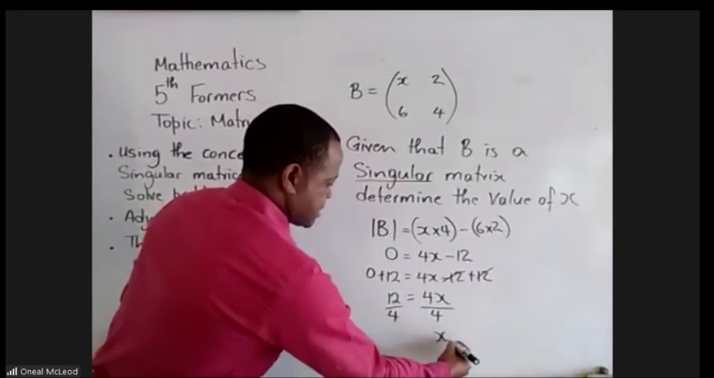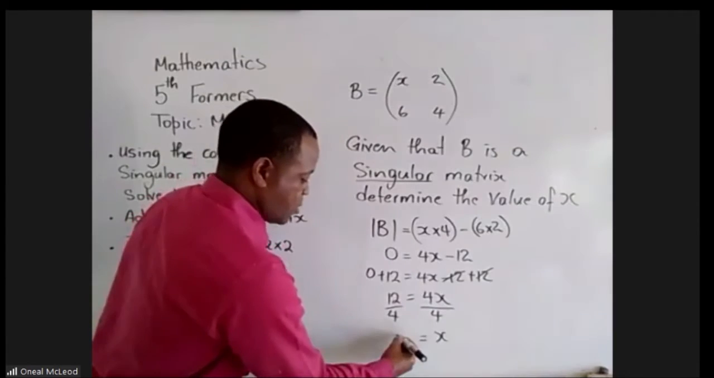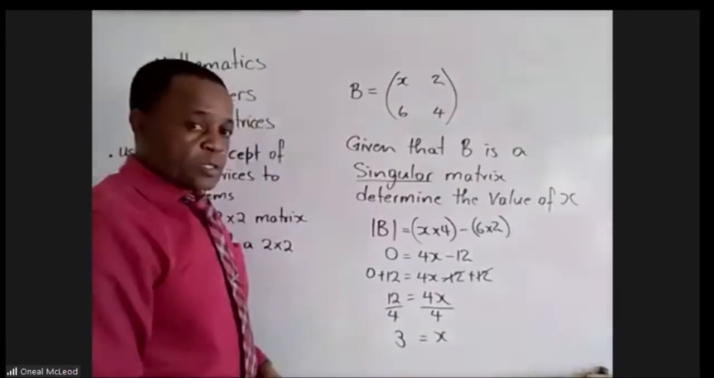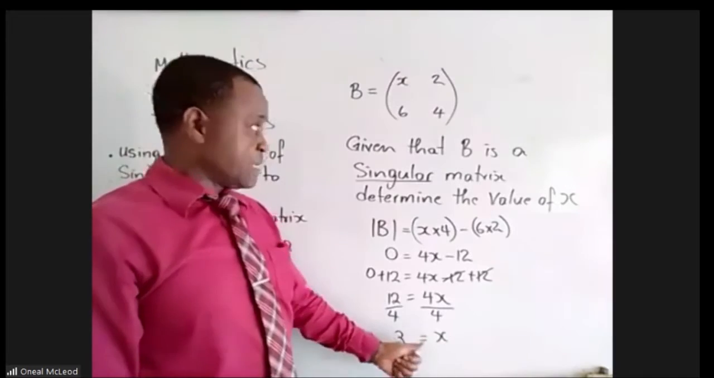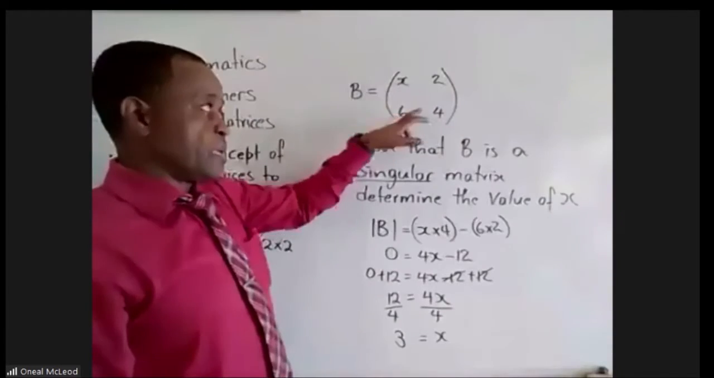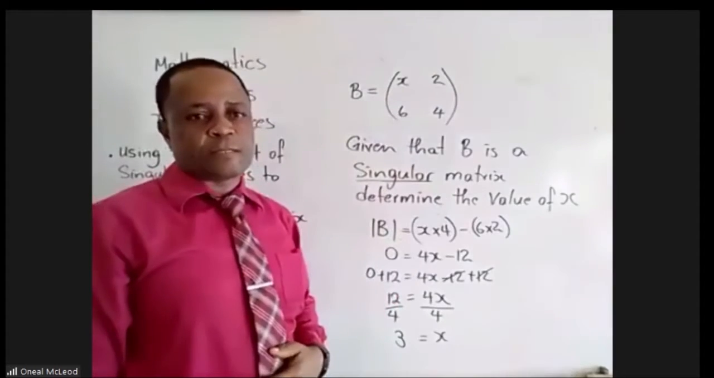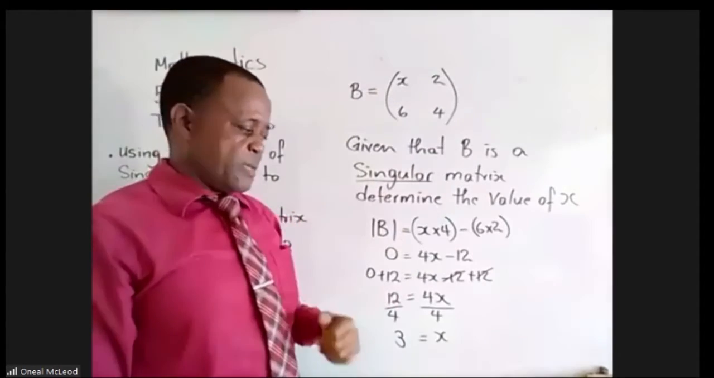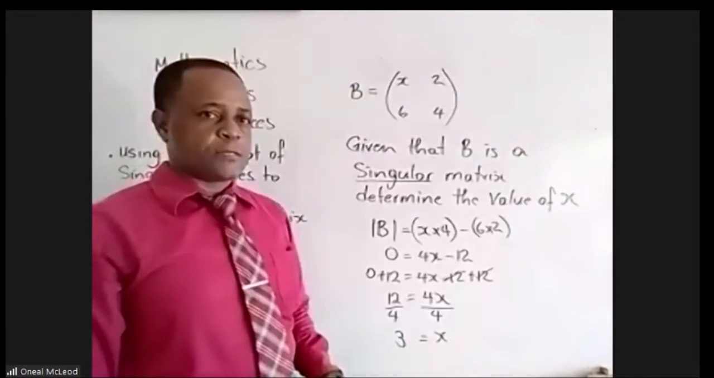Now, x is isolated. X is now by itself. So x is going to be equal to 3. So the value of x here is 3. That is the value that will make the matrix B a singular matrix.